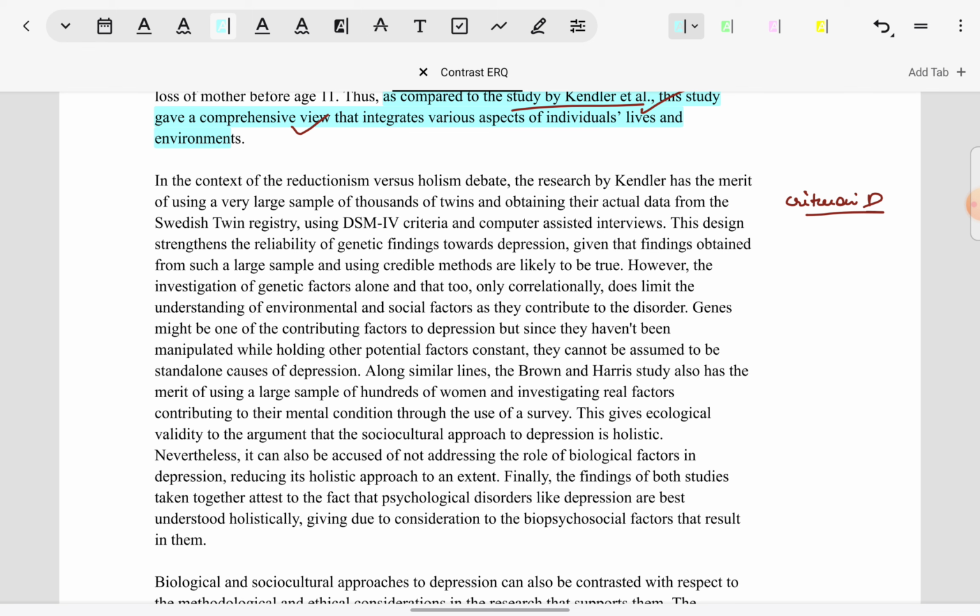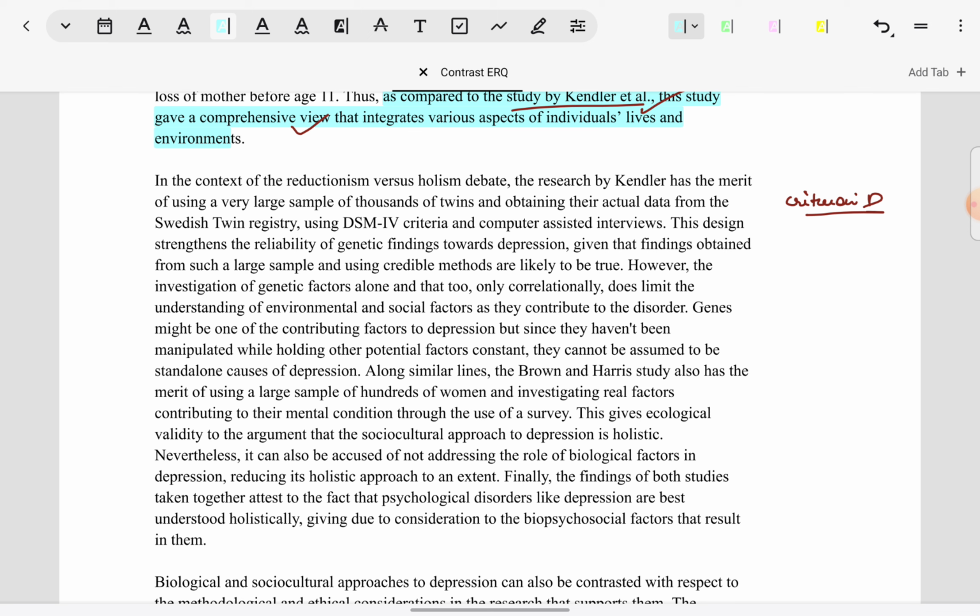Still, why do students lose marks on Criterion D? Because they tend to evaluate the studies in isolation. Unless the question itself is to evaluate the research or evaluate the studies, for example, in abnormal etiology, there it's okay if you just evaluate the studies in isolation, though I would not recommend that. But when you are contrasting the larger perspectives, biological and sociocultural approaches, and you're just evaluating studies in isolation and not linking back how that evaluation shows any critical thinking towards the larger approaches, you are going to lose marks on Criterion D.